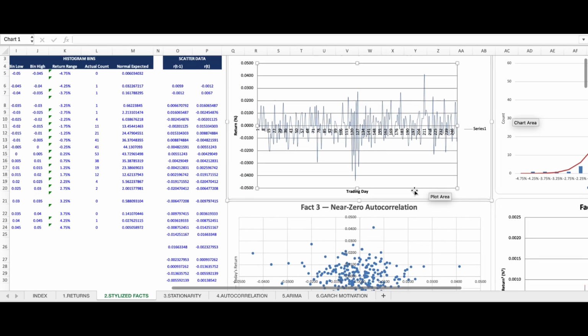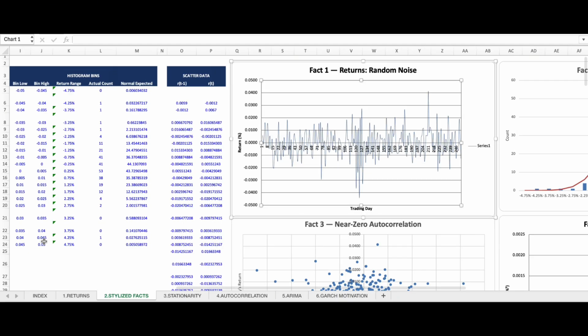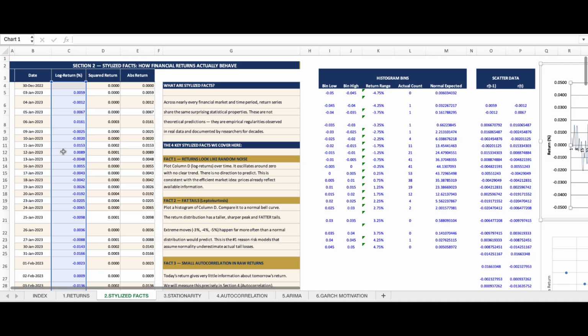For now, just remember the series looks like noise. You can visually see it. And this is consistent with the idea that return data is approximately unpredictable in direction. If returns were strongly predictable, everyone would exploit that pattern and the pattern would actually disappear. So near random behavior is something we actually expect.